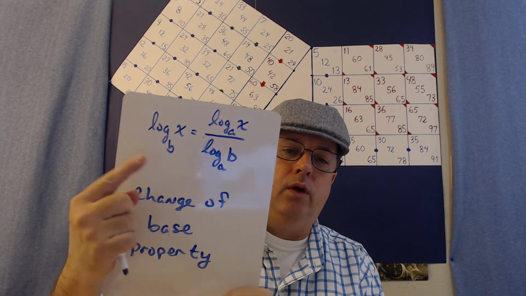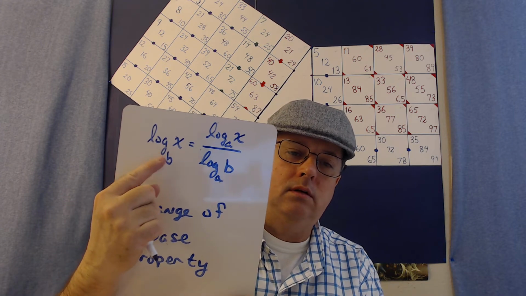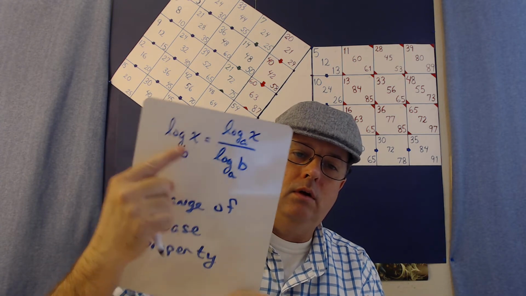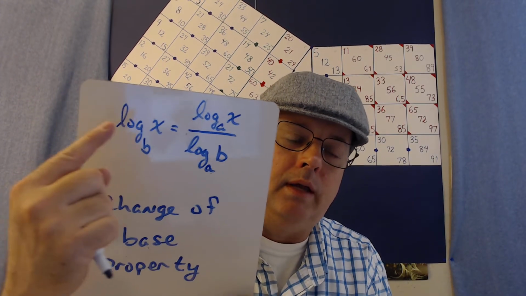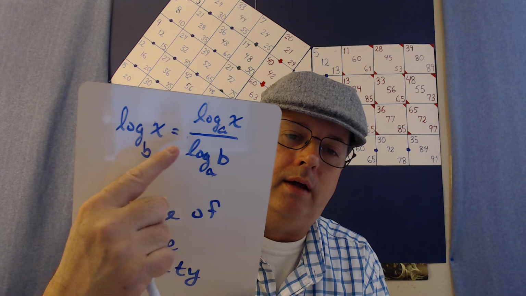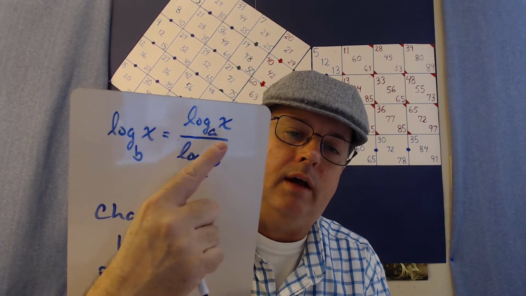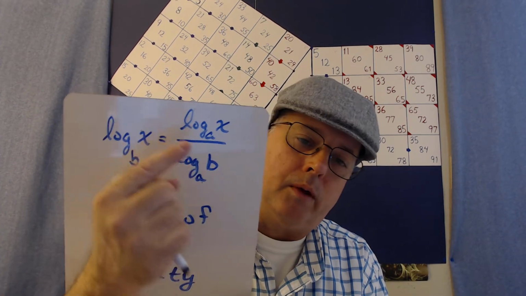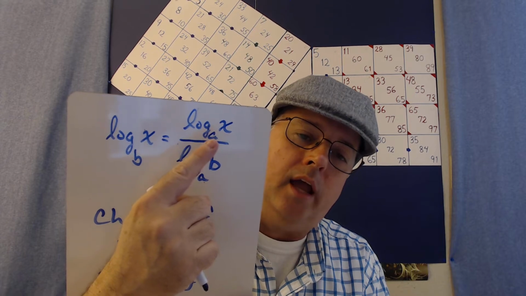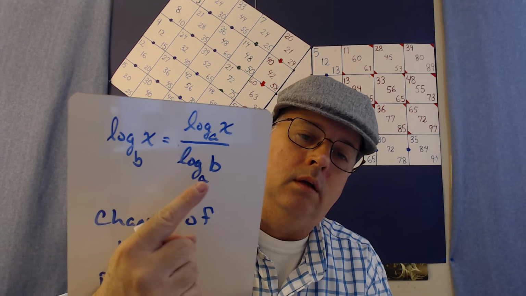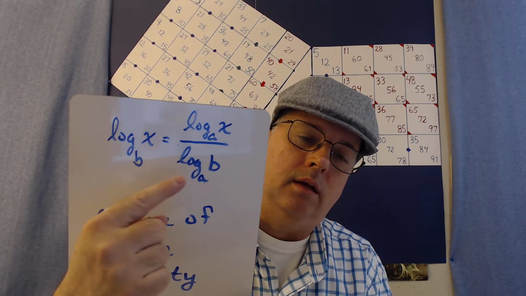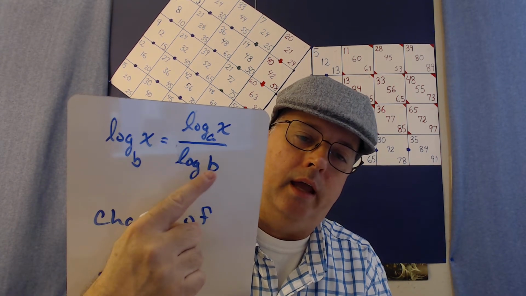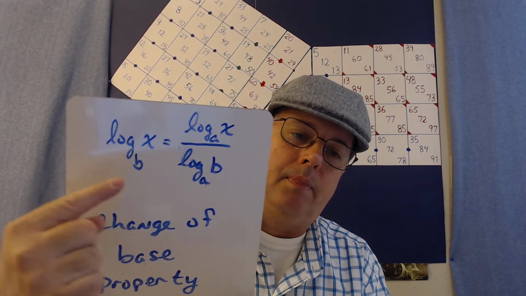It says that if we have a particular base for the logarithm and we want to change it to another base, we can do that. The log base b of x is the same as the log base a of x, as long as we remember that we weren't doing the log base a, we were doing the log base b. So we have to divide by the log base a of the original base b.